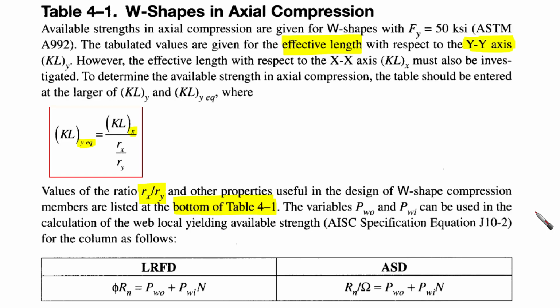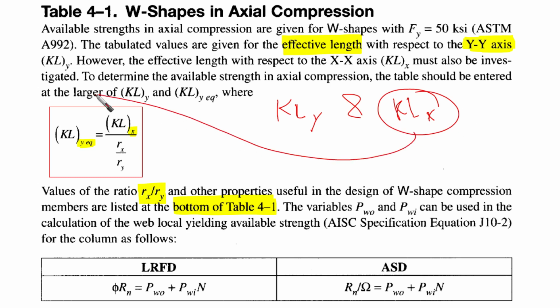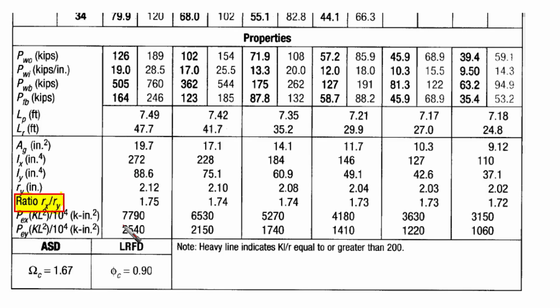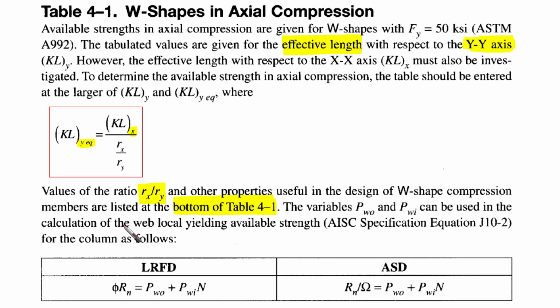Okay, so remember that we need to check both in your design, KL with respect to y and KL with respect to x, but for KL with respect to x you need to calculate what we call the KLY equivalent, which is going to equal KL with respect to x over the ratio Rx over Ry. Okay, I hope that we can understand now. I think that we are ready now for going forward.